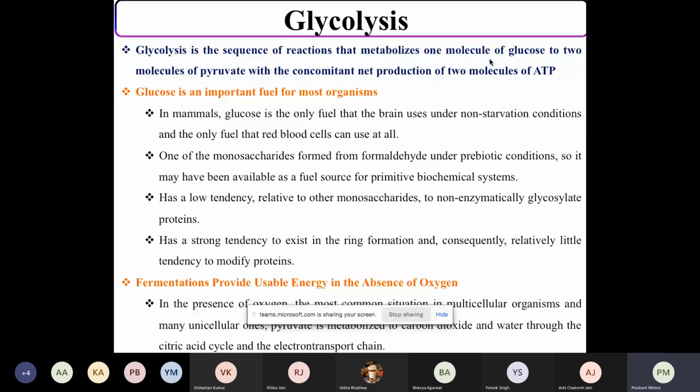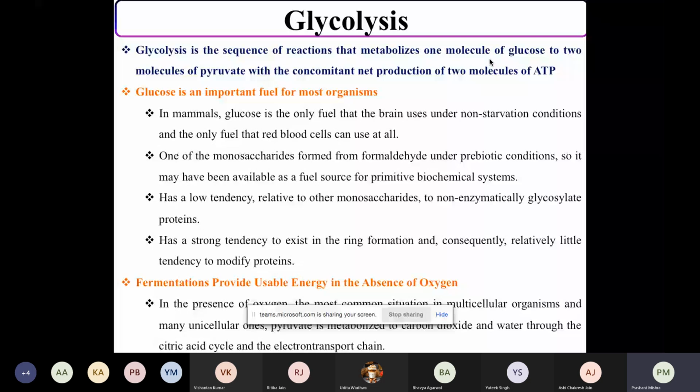Now, glucose is one of the monosaccharides formed from formaldehyde under prebiotic conditions. This gives you a kind of story of how, under prebiotic conditions, glucose might have been synthesized to become a source of fuel for primitive organisms, and it has been retained as a source of energy up to the higher organisms.